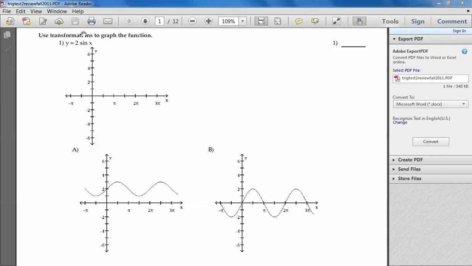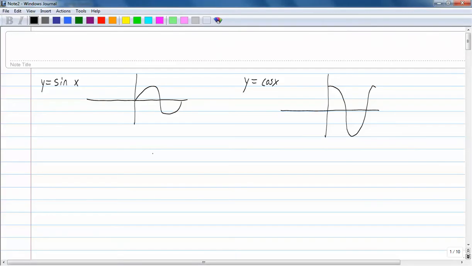So if we know what y equals sine of x looks like, which a rough sketch is right here. Now you start at the origin, then you go up, have a high point, cross, decrease, cross, have a low point, and then come back up. And that would be one complete period.